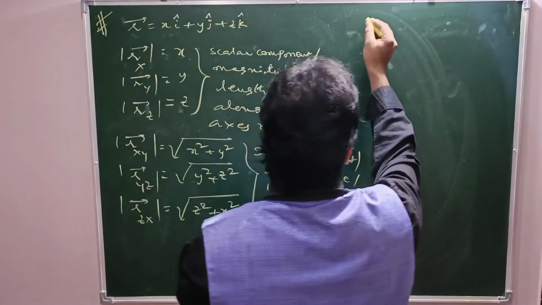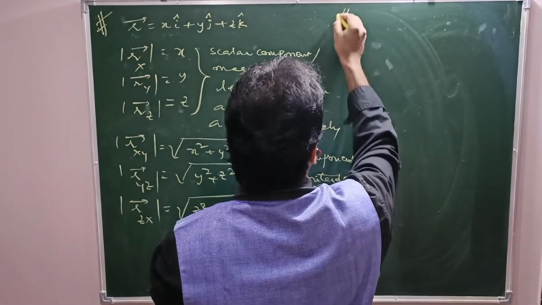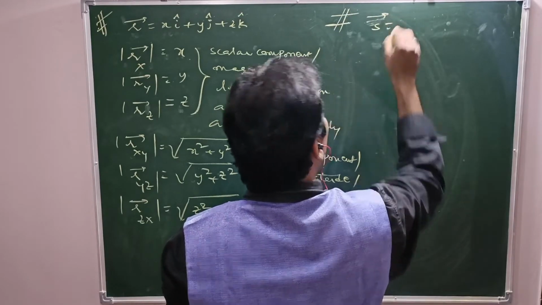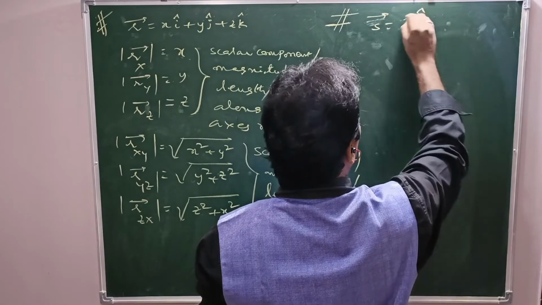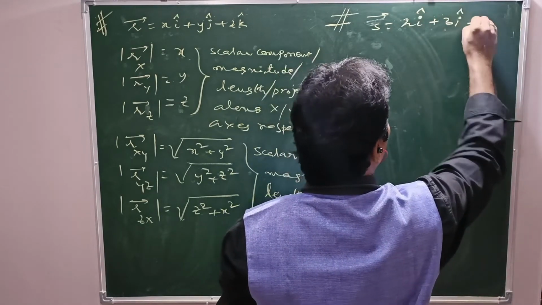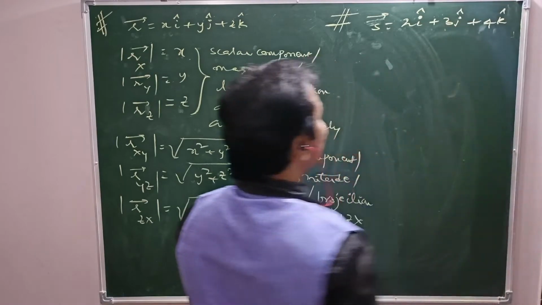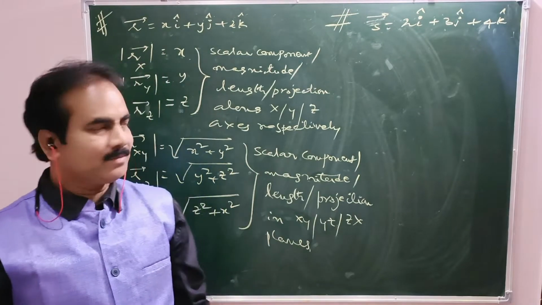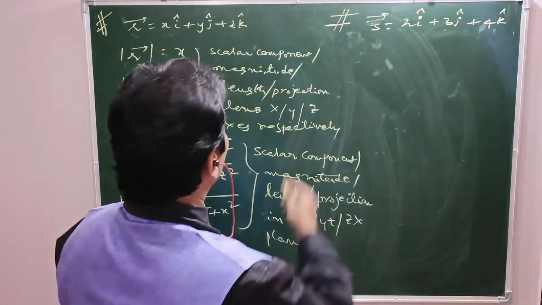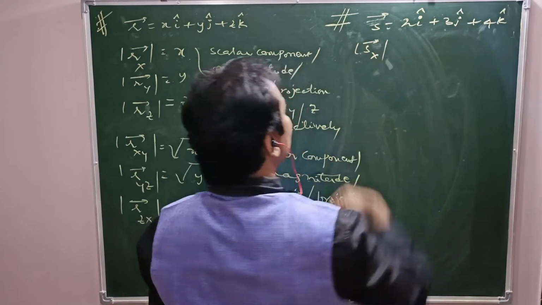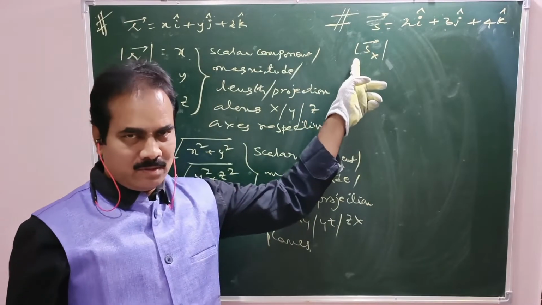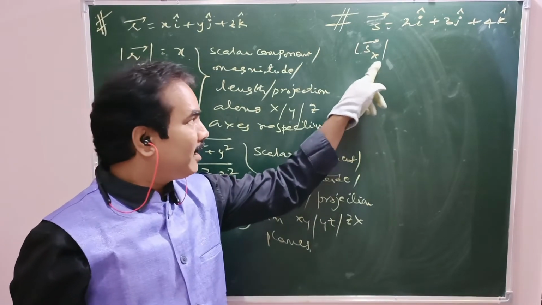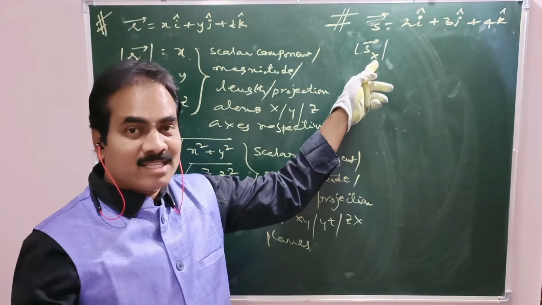Suppose one small example: r bar or s bar, whatever it is, s bar equal to 2i cap plus 3j cap plus 4k cap. This is a given vector. Suppose this is the displacement vector of a given particle. Okay. Now, mod s bar along x. Mod s bar means magnitude, otherwise length, otherwise projection, otherwise scalar component, whatever it is. But especially along x. Why? Because suffix x only is taken.